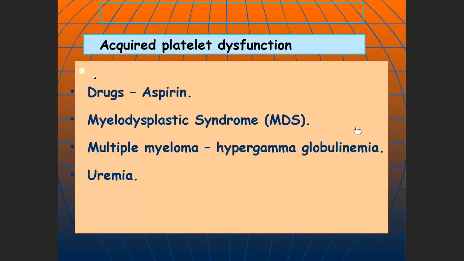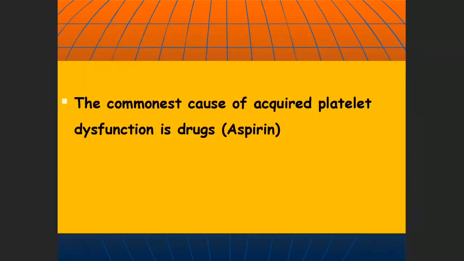This is a pre-leukemic syndrome. We will discuss it in hematology too. It is a pre-leukemic or precancerous condition. Another hematological cause of acquired platelet dysfunction is multiple myeloma with hypergammaglobulinemia, with increased immunoglobulins. Platelet dysfunction of the acquired type also occurs in chronic renal failure or in uremia. Okay, these are the causes of acquired platelet dysfunction. The commonest cause is drugs, especially aspirin.